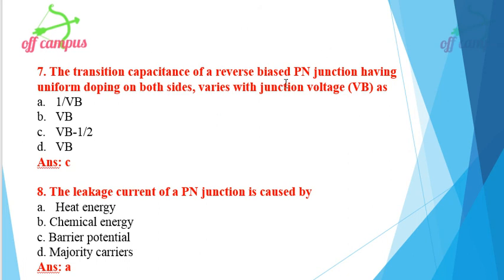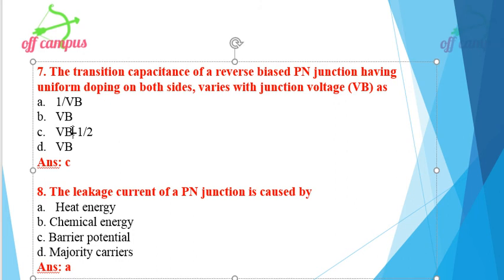So what is the relation? The transition capacitance of a reverse biased PN junction varies with the junction voltage VB raised to the power of minus 1 by 2. Option C is the right option.